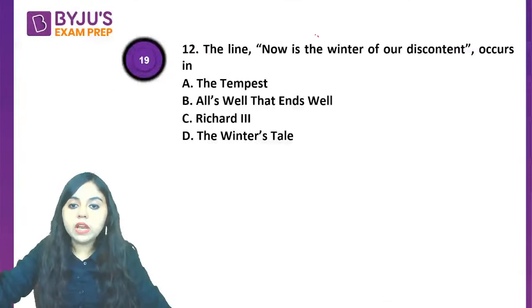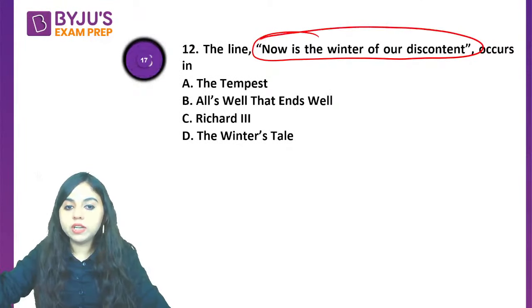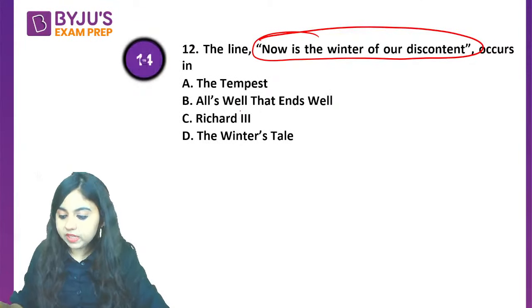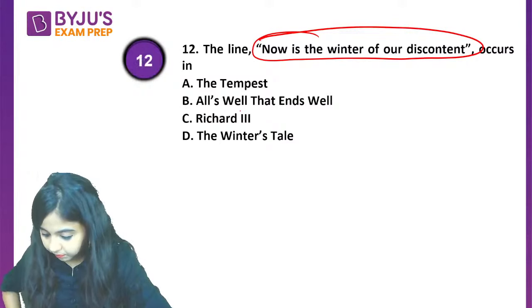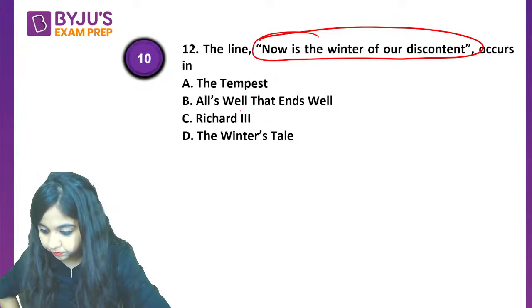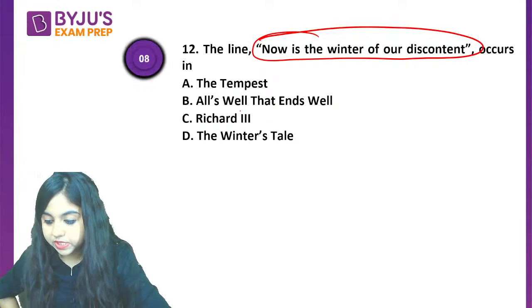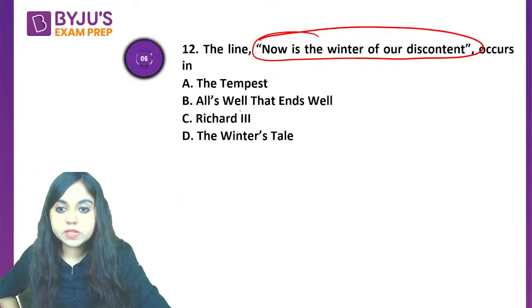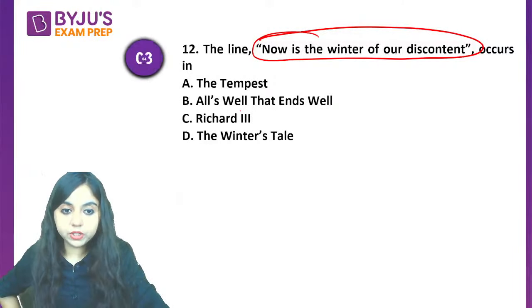Okay, here we go. Now is the winter of our discontent. Where are these lines coming from? Where are we able to see that these lines are? The line, now is the winter of our discontent.